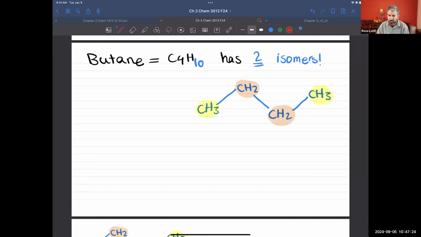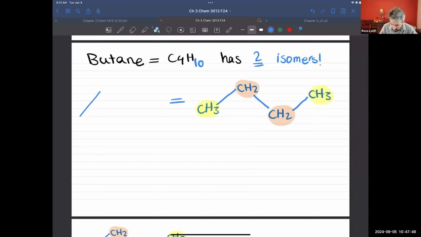If you have 4 carbons, you need to be careful, because for butane you have 2 isomers, and the first isomer is linear. As you see, I have 2 terminal carbons and 2 in the middle. Those 2 pinkish or reddish hydrogens are identical, the same, and the terminals are also identical. And this is the way we represent them.